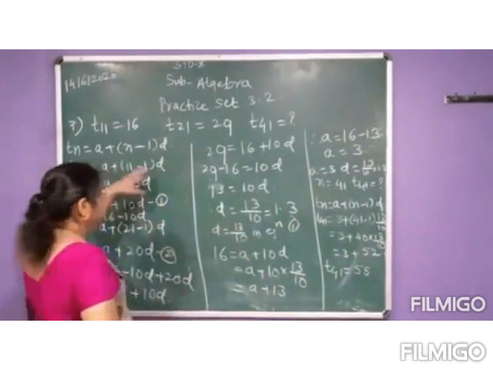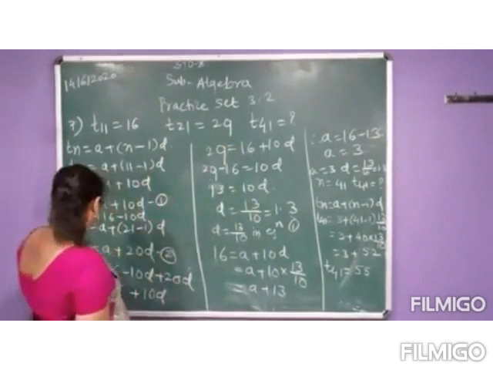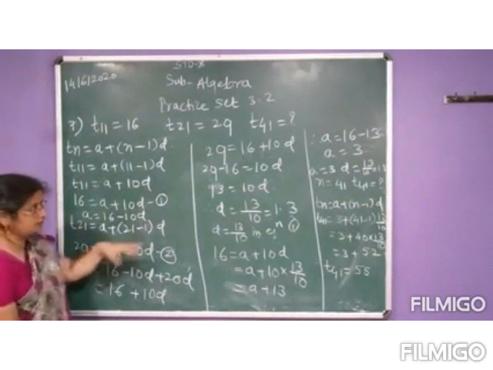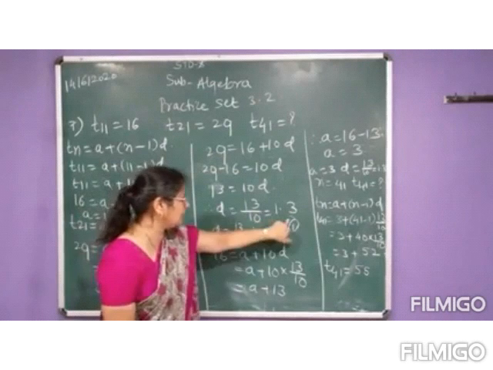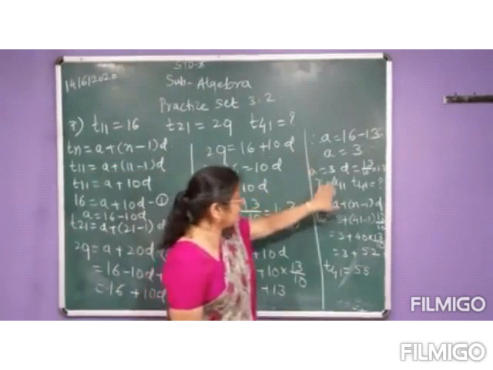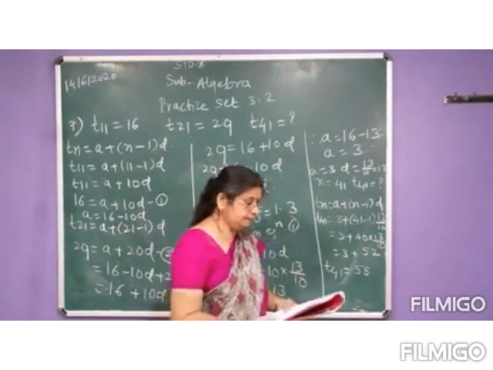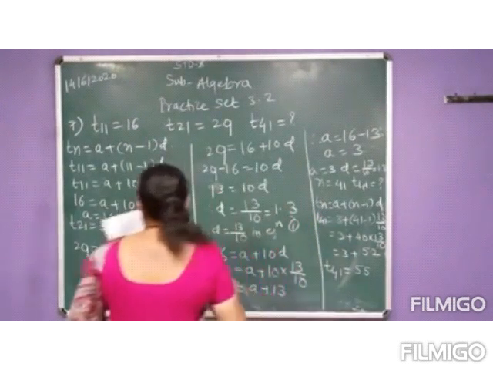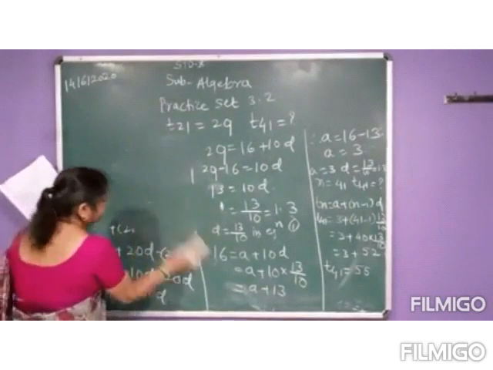So here see, I mistakenly took 20, but actually it is 29. So I did the correction over here, 29. So I got the value of D as this much, A as this, and by using that, I got T41 as 55. Then we will go for the 8th example, the 8th one.